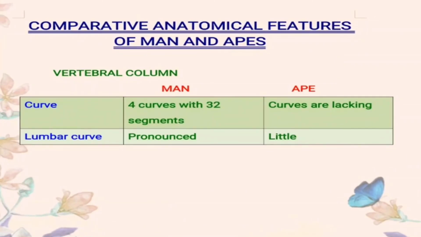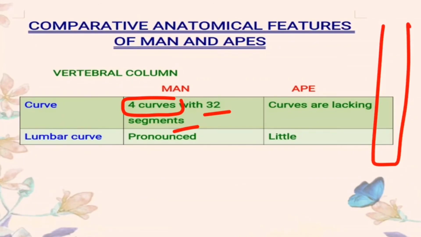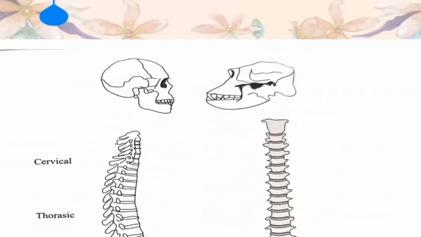Now moving forward to the vertebral column, if we talk about the curve, in man we have 4 curves and 32 segments in the vertebral column, but in the ape the curve is lacking. That means simply their vertebral column is quite straight in appearance.